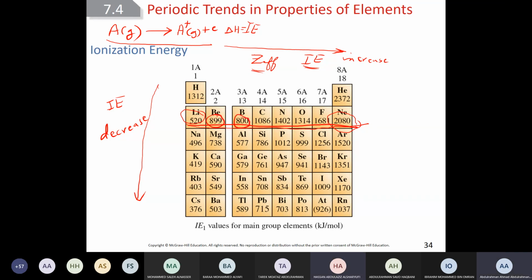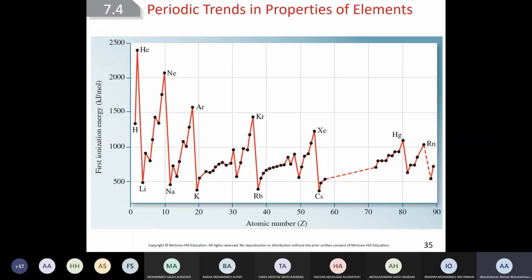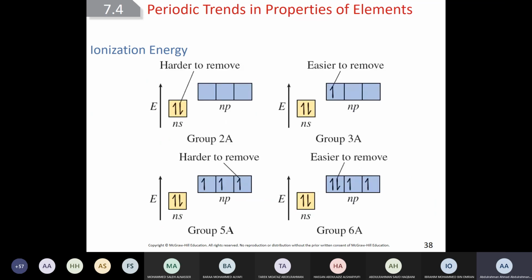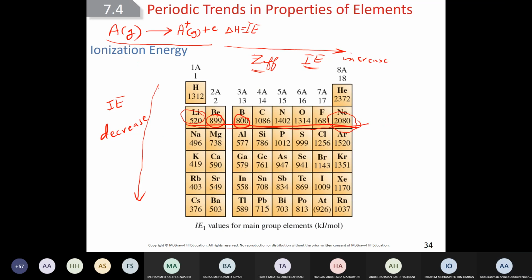Because the electron is in the p orbital, yes. Because we are starting a new p orbital, and it's easier to take the electron from the p orbital than from the s orbital. It's easier to remove the electron from p compared to s, and harder from s. That's why this becomes an exception. So, because we are starting a new p orbital, this becomes less than this one.